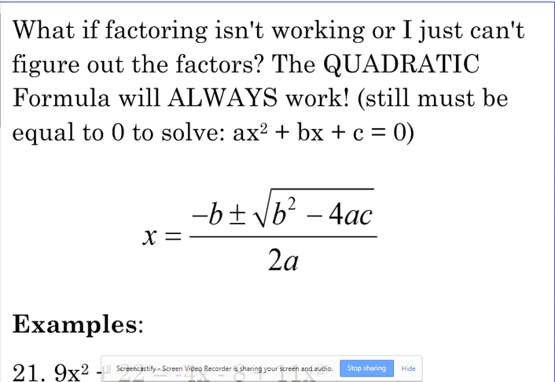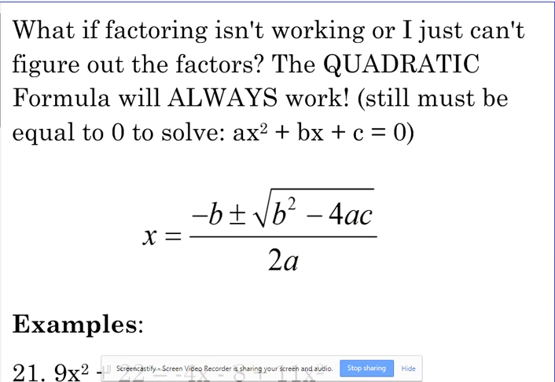Ax squared plus bx plus c. A is the coefficient with the x squared. B is the coefficient with the x. C is the constant on the end. If any of those are missing, they're 0. If you don't have an x term, b is 0. If you don't have a c term on the end, c is 0.